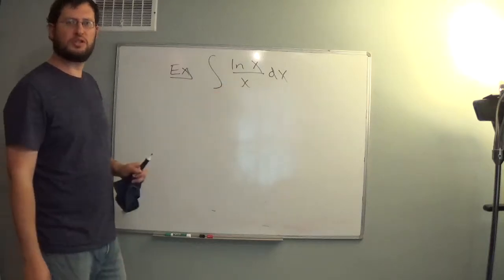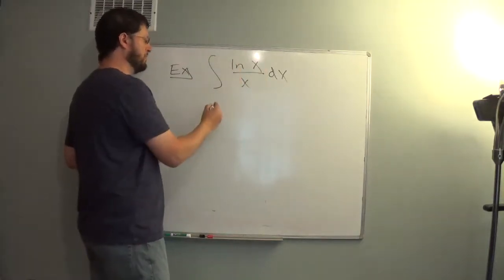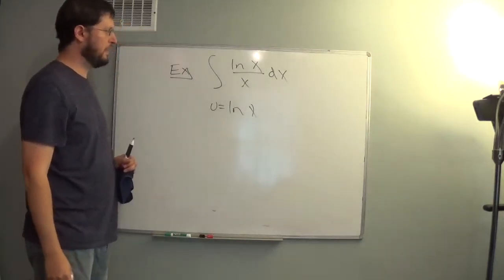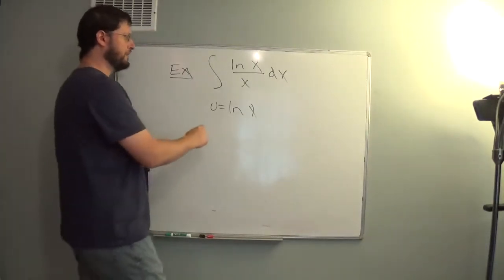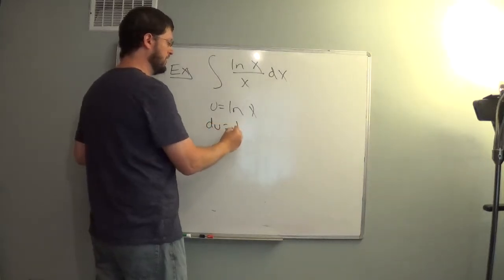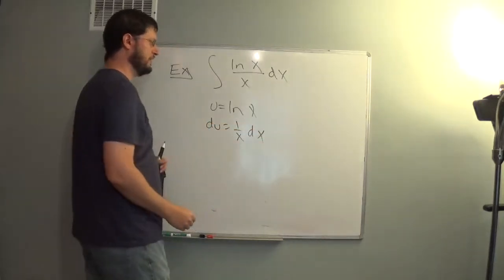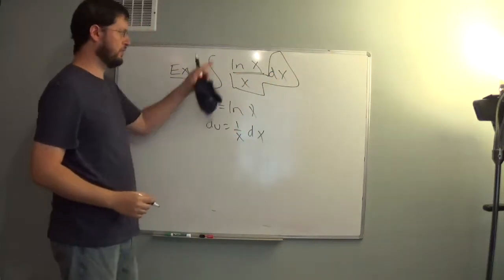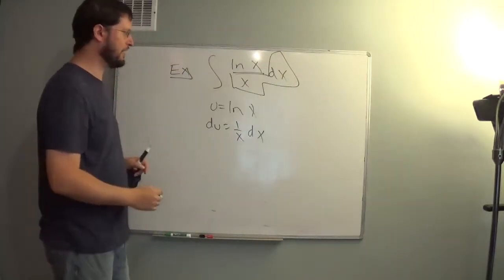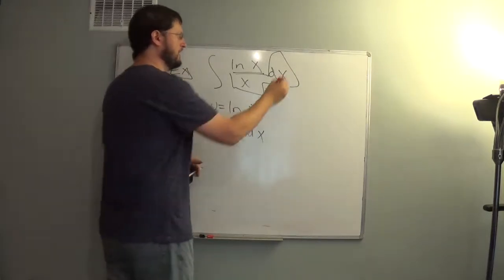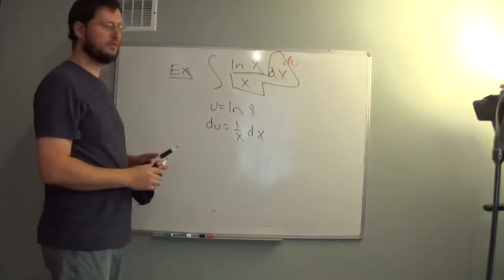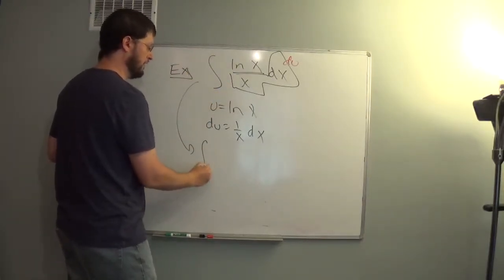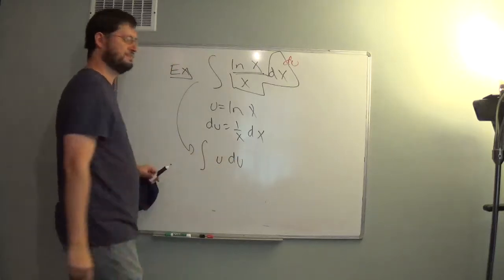If the u substitution is going to work, the only thing that it could possibly be is u is equal to ln of x. And we'll see that this is going to work, because if u is ln of x, du is 1 over x dx. And 1 over x dx is what I have right there. That's 1 over x multiplied by dx. So this box is now du. ln of x is u. So we get integral of u du.